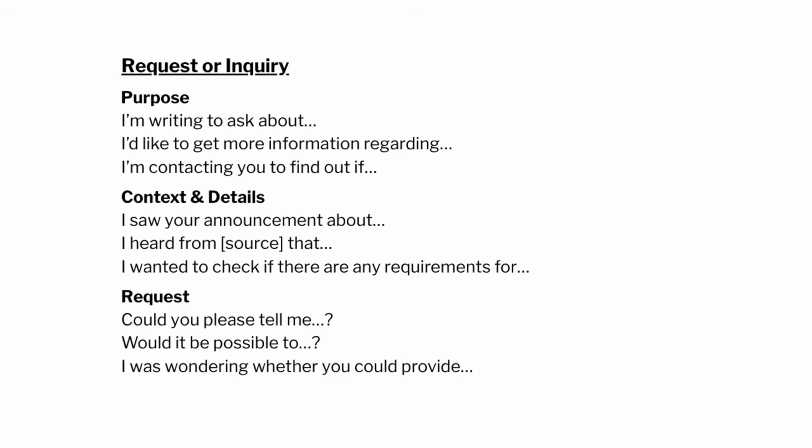The first type of email is request or inquiry. To express purpose, you can use "I'm writing to ask about," "I'd like to get more information regarding," or "I'm contacting you to find out if," and then you obviously explain the purpose. To provide context or details, "I saw your announcement about," "I heard from that," "I wanted to check if there are any requirements for." To express request, you can use "Could you please tell me?" "Would it be possible to?" or "I was wondering whether you could provide," etc.